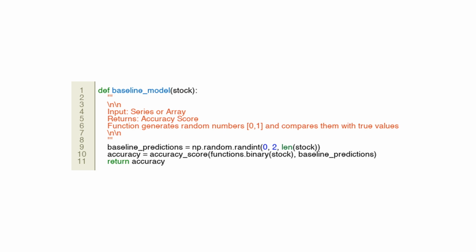Finally, the baseline model function returns the calculated accuracy score, which represents the performance of this baseline model with random guessing. This score can be used as a starting point to evaluate the effectiveness of more sophisticated predictive models by comparing their accuracy against this random baseline. Essentially, it sets the lower bound of performance. Any meaningful model should outperform this random guessing approach.